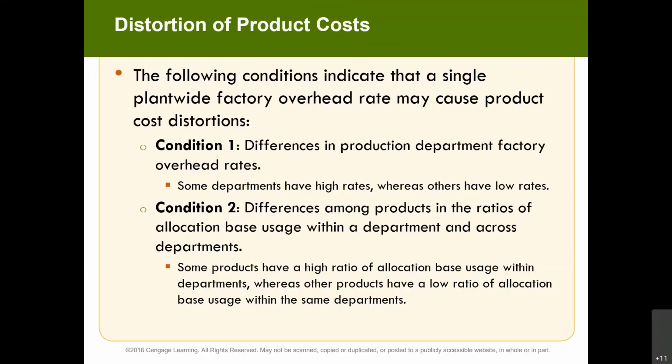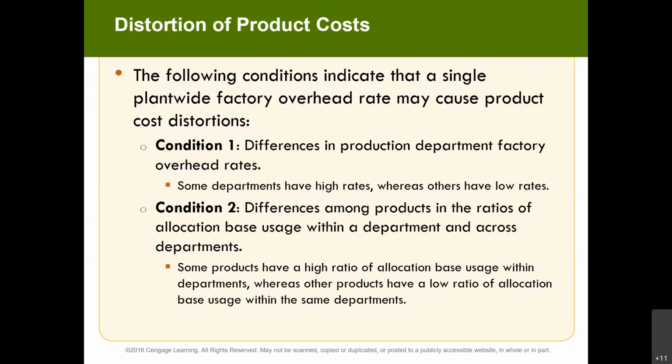So there are a couple of conditions that must be true when looking at distortion costs. One condition, or condition one, is that there are differences in production department factory overhead rates. Some departments will have higher rates than others, as you would expect for factory overhead.